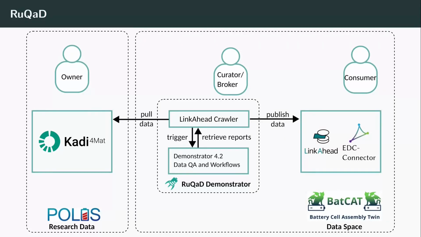Optionally, the RuQaD demonstrator triggers a GitLab pipeline for data quality assurance. This pipeline itself is not part of the RuQaD project, but the result of a sister project, the Demonstrator 4.2. The RuQaD demonstrator is a stateless system. Once configured, it runs as an active background component, without the need for any user interaction.